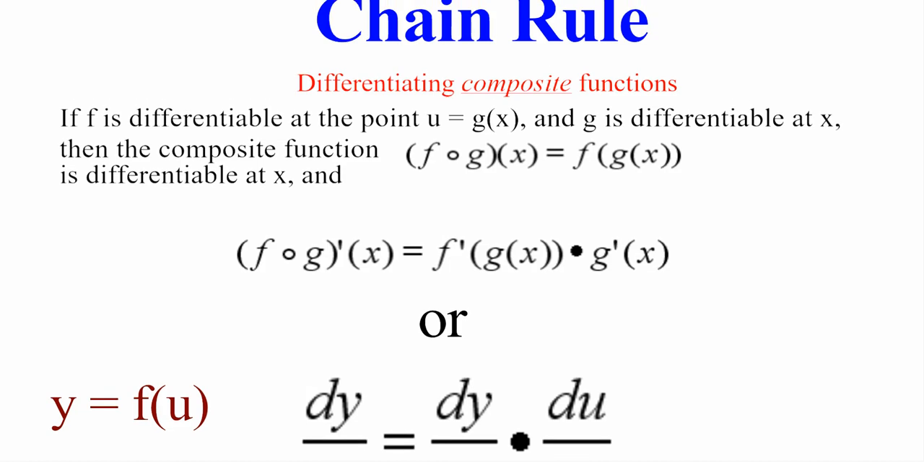Well, the chain rule is how we differentiate composite functions. If f is differentiable at a point u, which equals g of x, and g is differentiable at x, then the composite function f composed of g of x is differentiable at x, and we write this: the derivative of f composed of g of x equals the derivative of f evaluated at g of x times the derivative of g of x. As I would say, you take the derivative of the outside times the derivative of the inside, and you just keep on going through.